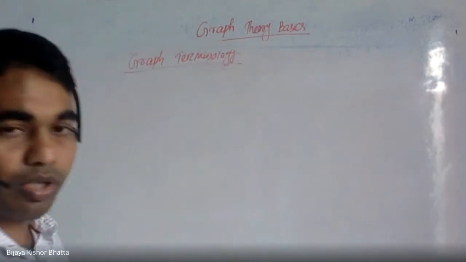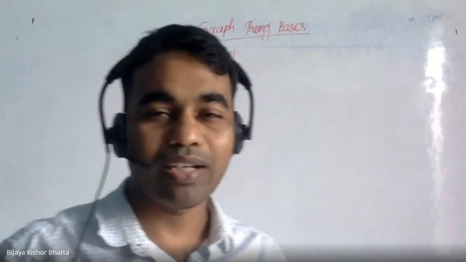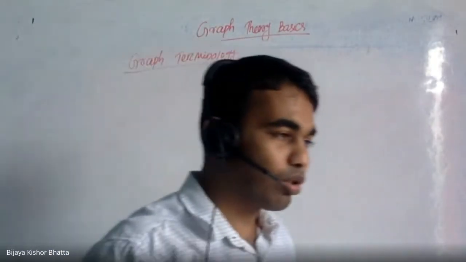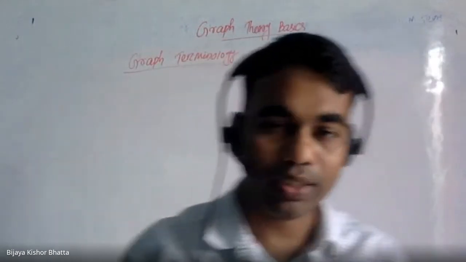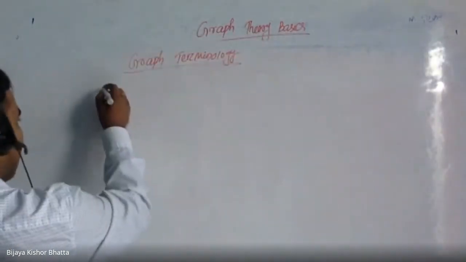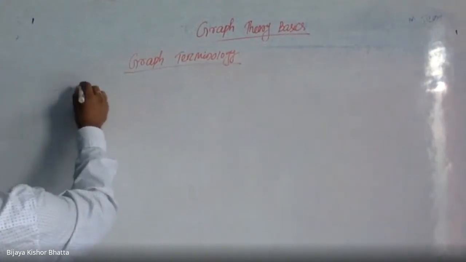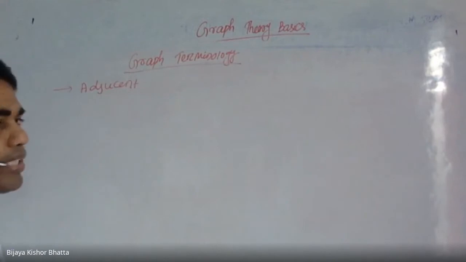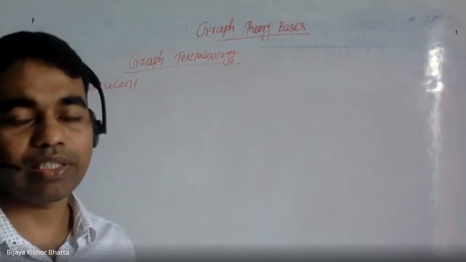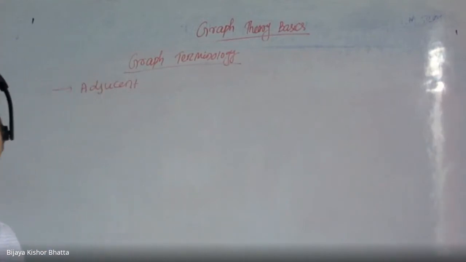Okay, so what is graph terminology? There are different terminologies. Once this class progresses, we'll understand them one by one. Let's first start with some of the basics and important ones. So what is known as adjacent? Two vertices are said to be adjacent if there exists an edge.